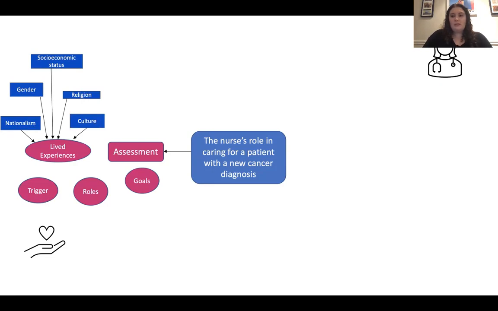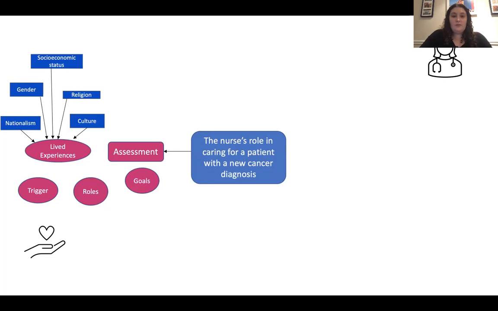And I'll give you a couple examples of how this could impact the patient's care. So, for example, if the patient is an illegal immigrant, they may not be able to have follow-up appointments. And these are very important for patients going through cancer treatment. So their treatment may have to be adjusted around this.